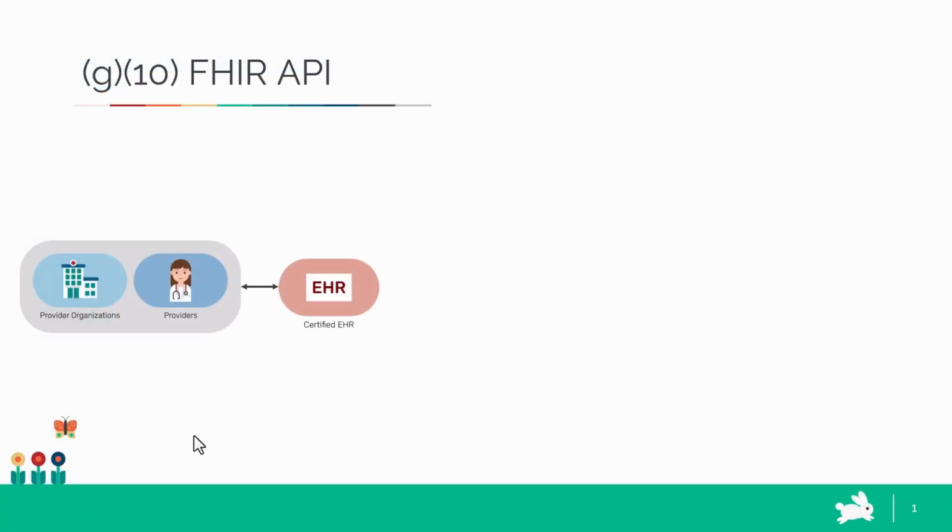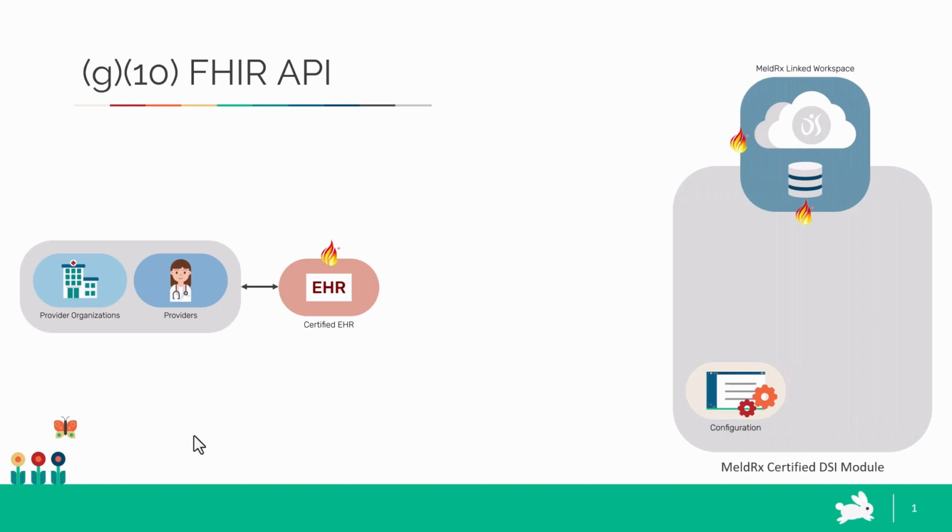Okay, so let's walk through the process, how this would work with any G10 certified EHR. A certified EHR means that that particular EHR would have some kind of a FHIR API interface. And what we do is we basically connect to this FHIR API through a linked workspace. If you're not familiar with the linked workspace concept, we did a very detailed video on that. We'll put a link in the description below to that video. Basically, a linked workspace acts like a proxy that can connect with the FHIR API behind the scenes for reading and in many cases writing data.